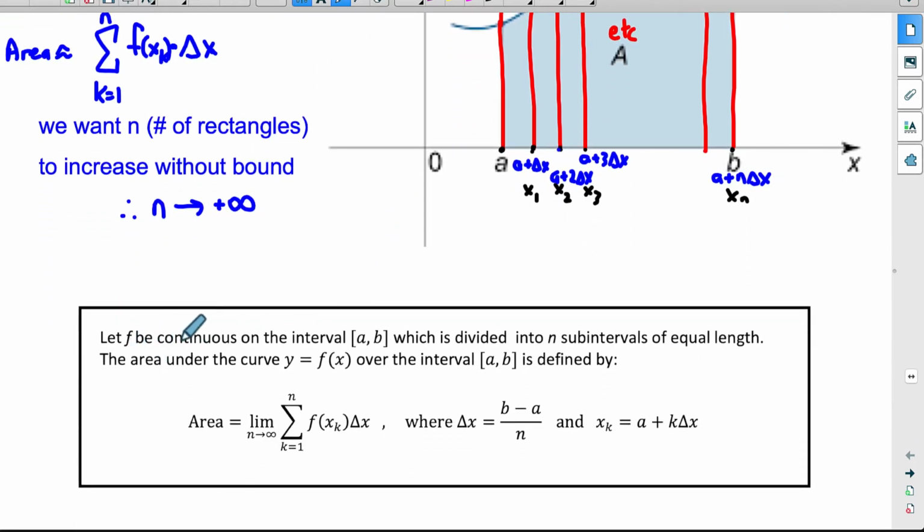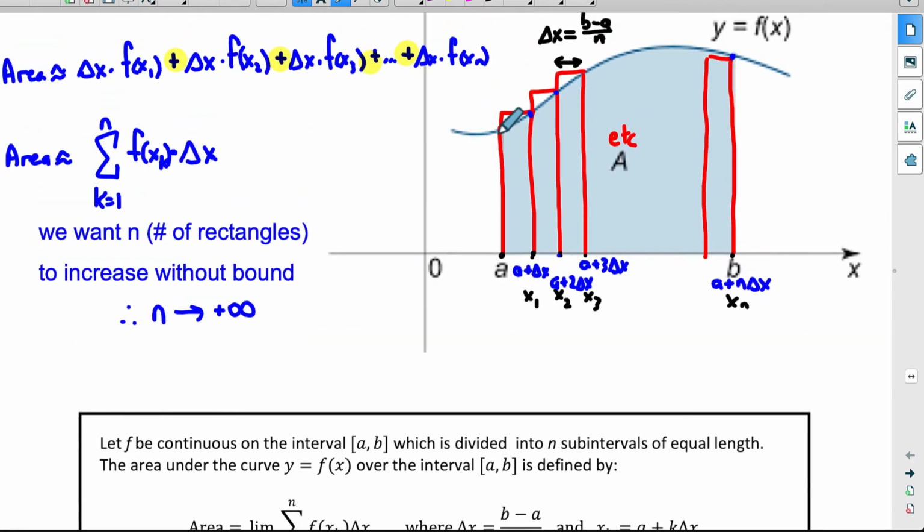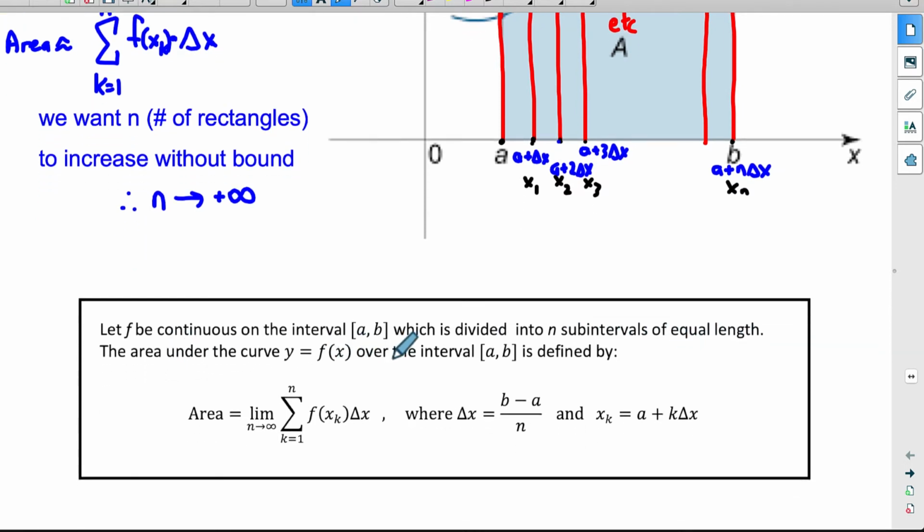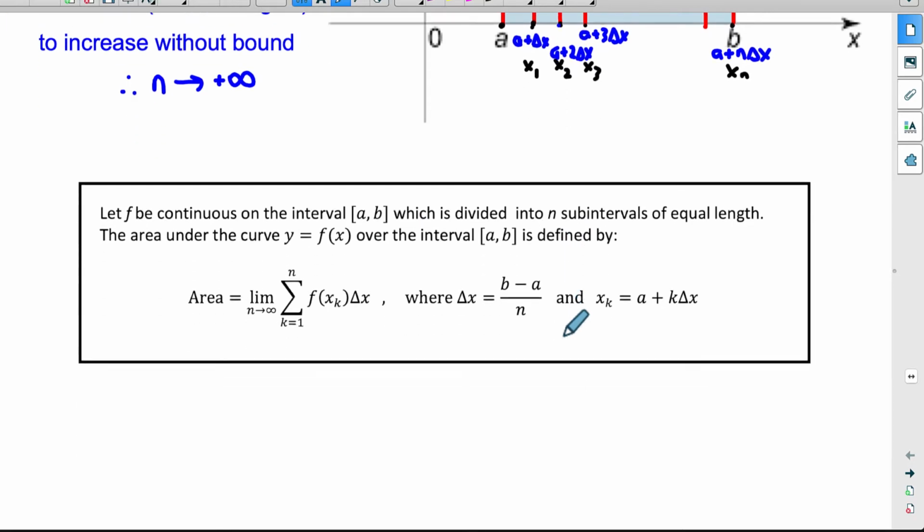So if f is continuous on the interval AB, we've talked about continuous, it means there's no breaks or anything, right? You can put your pen down and write from one side to the other. Yes, I can draw that whole function without lifting my pen, so it's continuous on the interval A to B, which is what we're interested in. And we divide it into n subintervals of equal length. We divide it into n rectangles, basically, of equal width. The area under the curve over that interval is defined by the following.